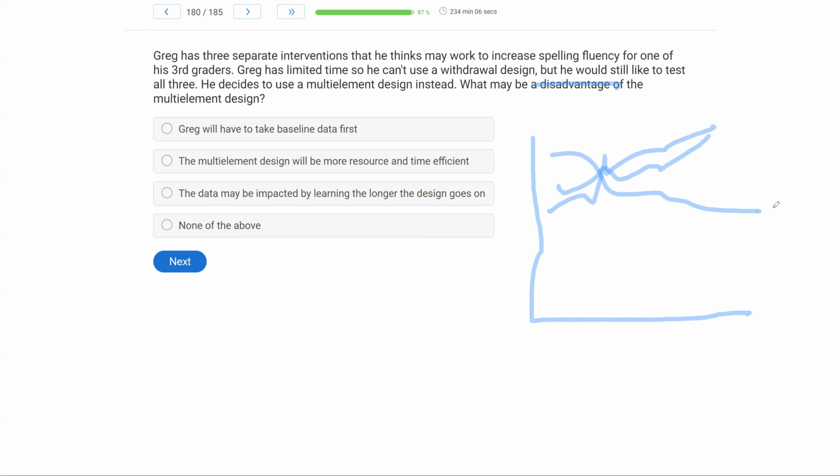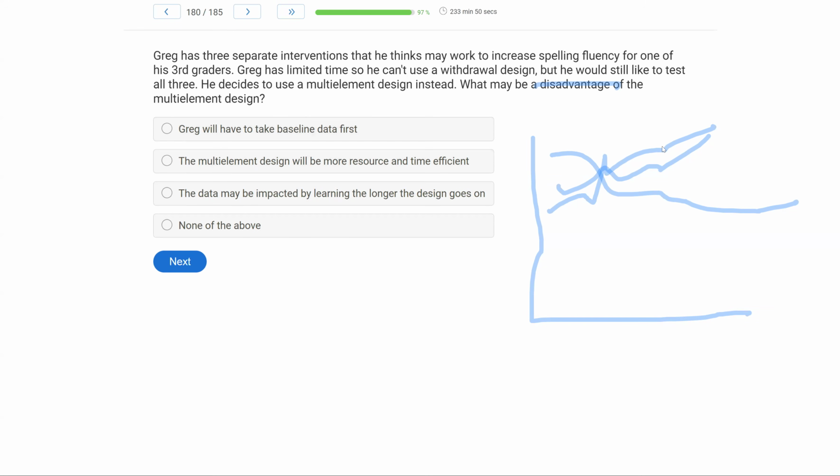We've got 3 interventions going on, rotating, right? Greg doesn't want to withdraw anything, so he's testing all 3. Now, this looks okay, but what does Greg need to be aware of? A, Greg will have to take baseline data first.